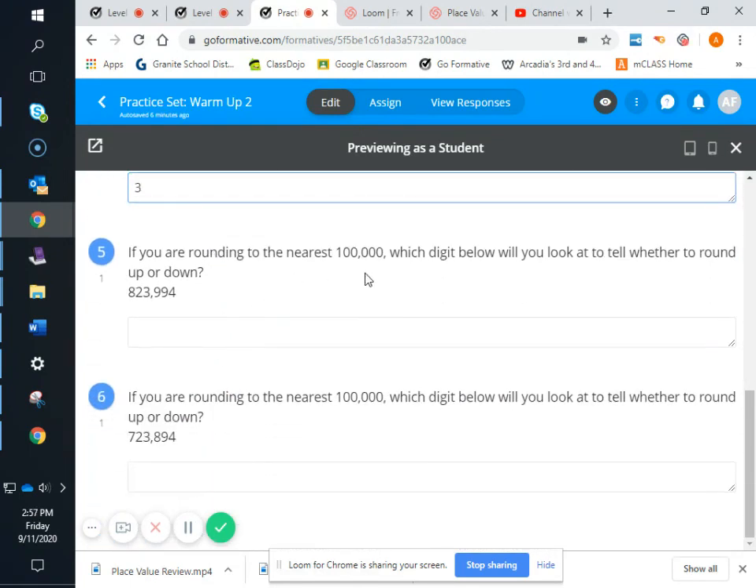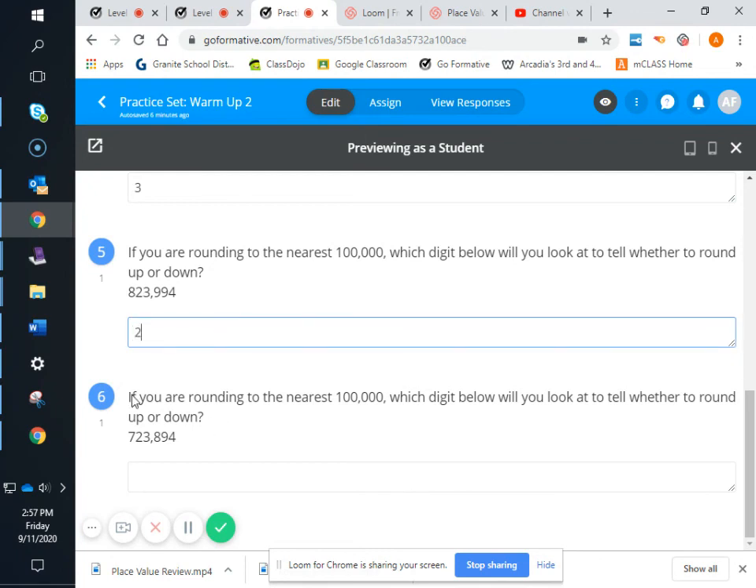It's the exact same thing on this one, but now we're going to do the nearest 100,000. So ones, tens, hundreds, thousands, 10,000s. 100,000s is here, so we're going to look one back to the right at the 2, and that'll tell us whether to round up or down.